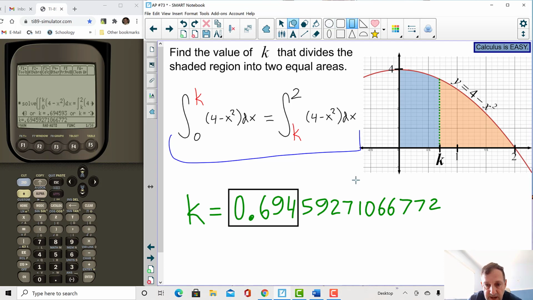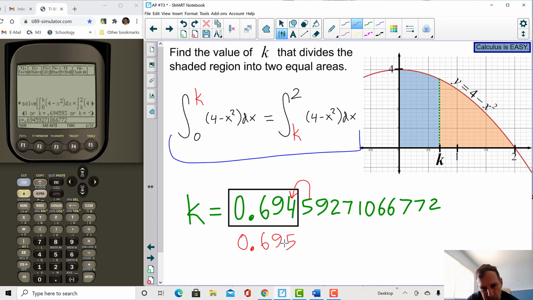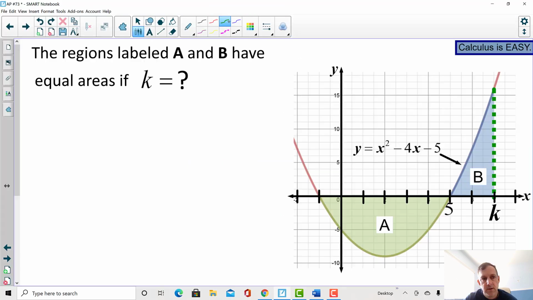I prefer just to truncate it, so I don't care about the 5. Remember, the AP test will accept the answer of 0.695 because that 5 rounds the 4 up. But why would you waste any time doing that? It's better just to ignore that 5 and truncate it and just leave your answer at 0.694. All right, let's go to our last example.